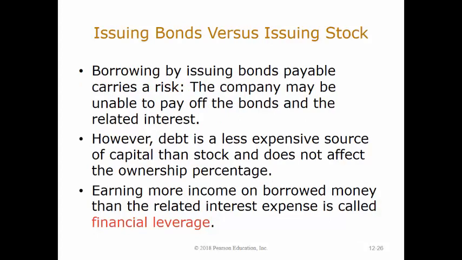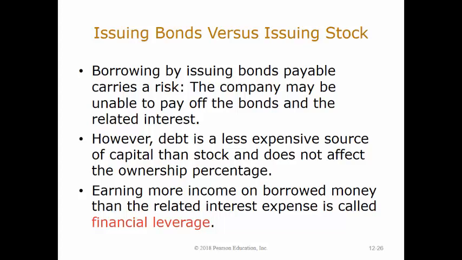Borrowing by issuing bonds payable carries a risk. The company may be unable to pay off the bonds and the related interest. Why do companies borrow instead of issuing stock? Debt is a less expensive source of capital than stock, and bonds do not affect the percentage of ownership of the corporation. Companies face the following decision. How shall we finance a new project, with bonds or with stock?